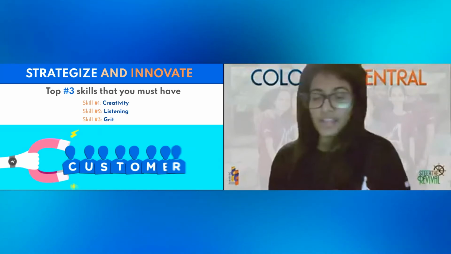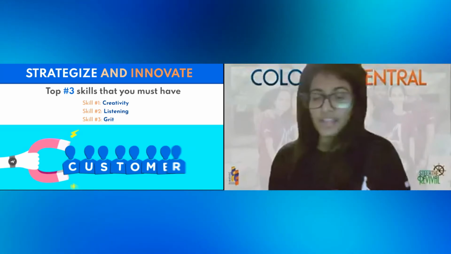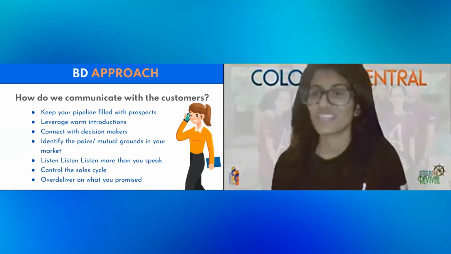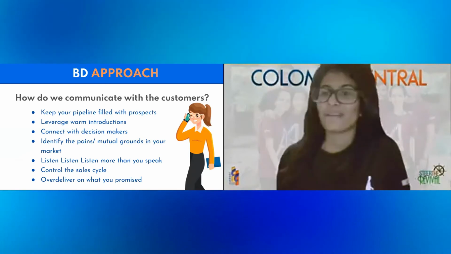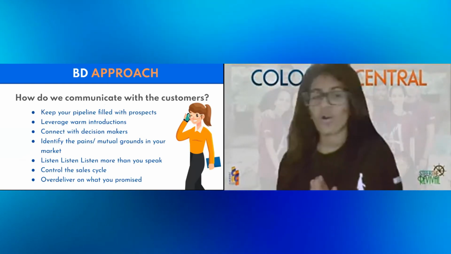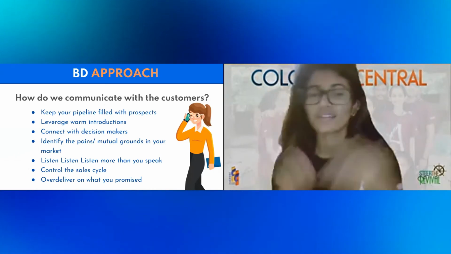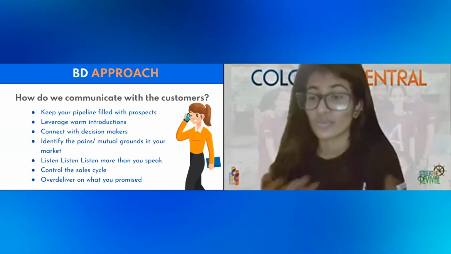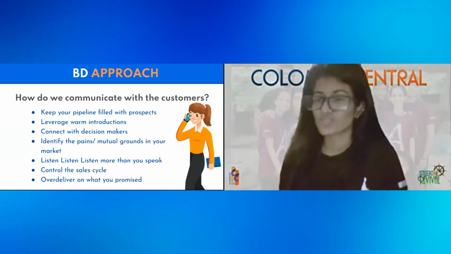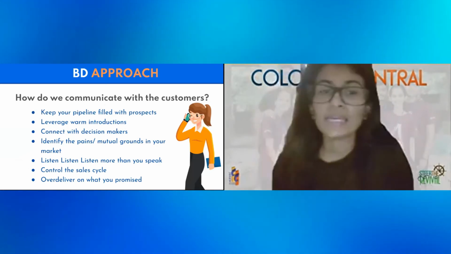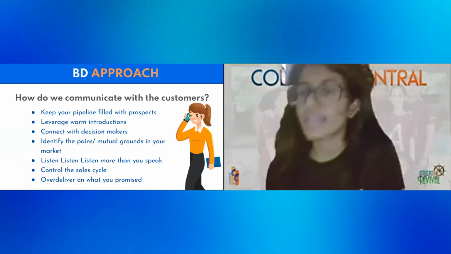Now, I'm going to move on with the BD approach. I'm arriving at the last bit of information, but I'm pretty sure I can assure you all of this is going to come in handy, not just when it comes to ER, BD, but even in real life when it comes to dealing with stakeholders, when it comes to dealing with an external person. Right now, how do we communicate with customers?